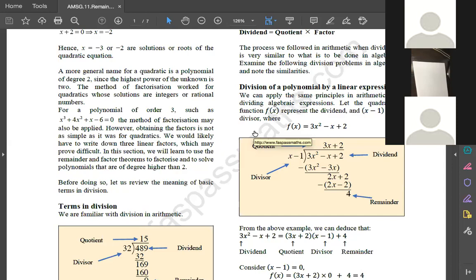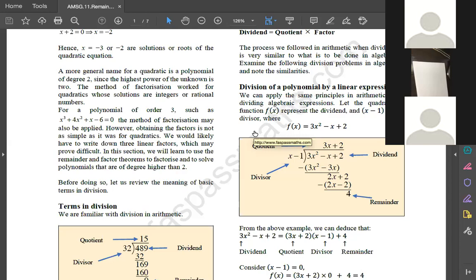Since the highest power of the unknown is 2, the unknown is the variable, or the letter inside the equation that has been given to you. So the method of factorization worked for quadratics whose solutions are integers or rational numbers. You realize that in quadratics, we were able to factorize because we find two numbers. You multiply, you have this; you add, you have that.